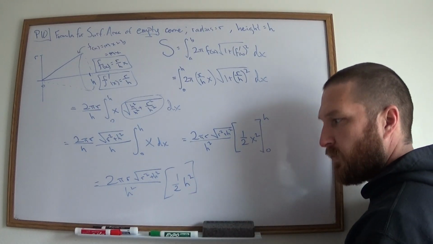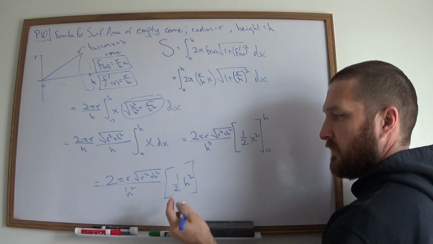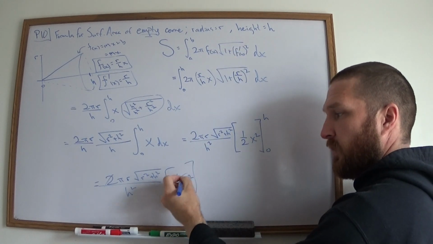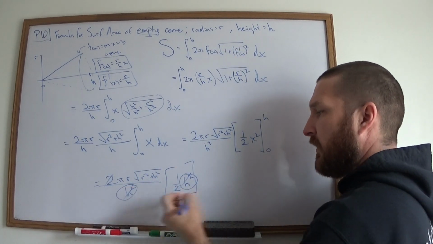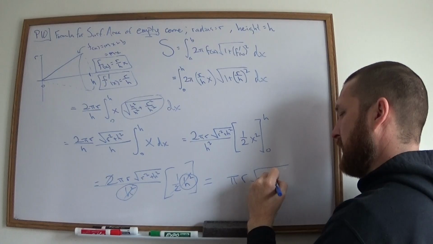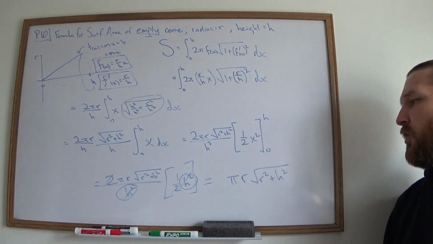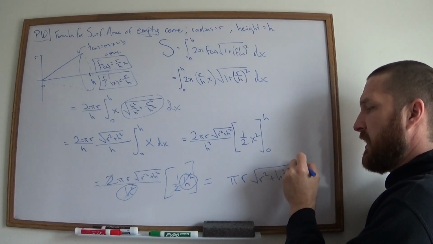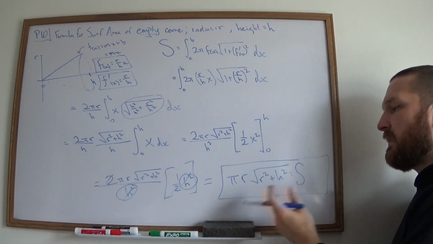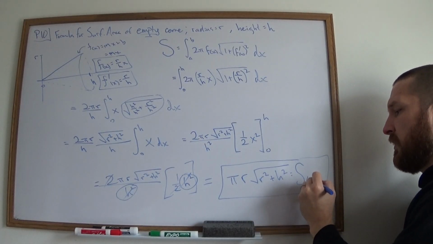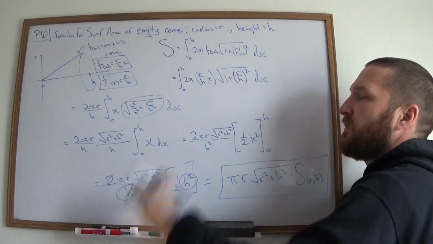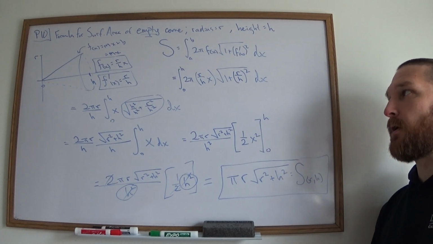Now, a few cancellations happen. Actually, 2 really nice cancellations happen. The 2 cancels the 2, and the h in the numerator, h squared, cancels the h squared in the denominator. All I'm left with is pi r times the square root of r squared plus h squared. That should be the surface area of my cone. And yes, it is a function of 2 variables, an r and an h. You give me any r, you give me any h, I can plug them in here and find the surface area of that empty cone.